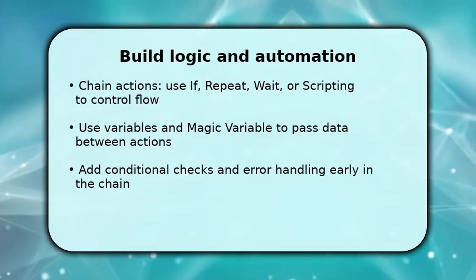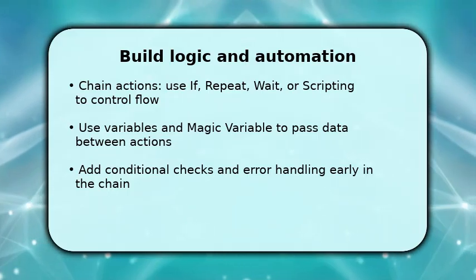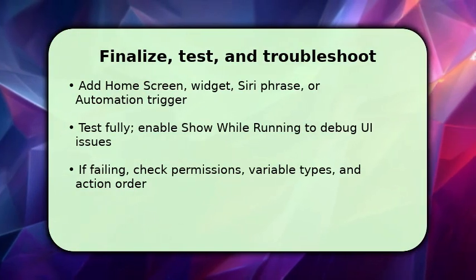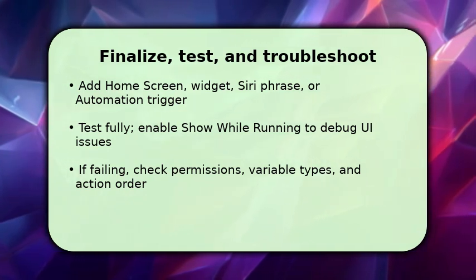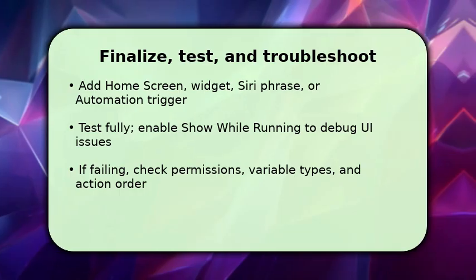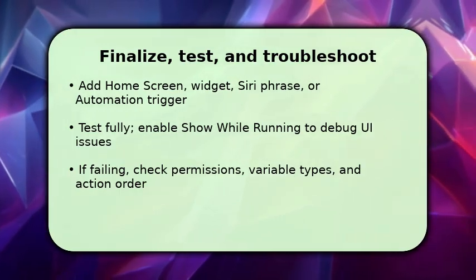Make sure to run the whole sequence and watch. You finish by adding an activation method: home screen icon, widget, Siri phrase, or automation trigger. Choose what fits your workflow because accessibility matters. Test the complete shortcut several times. Enable show while running to observe UI prompts and identify where it stalls.